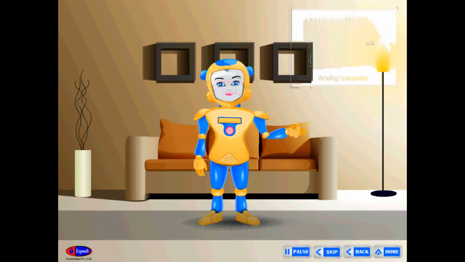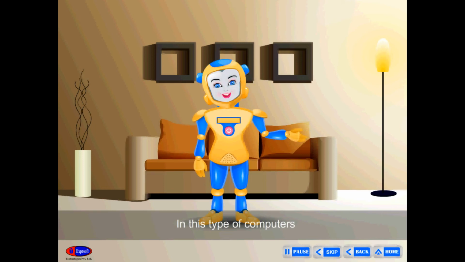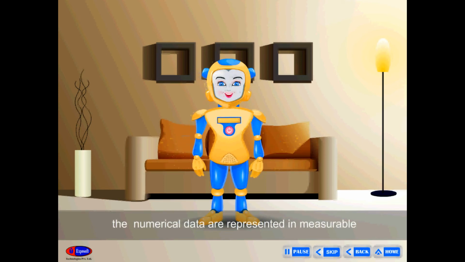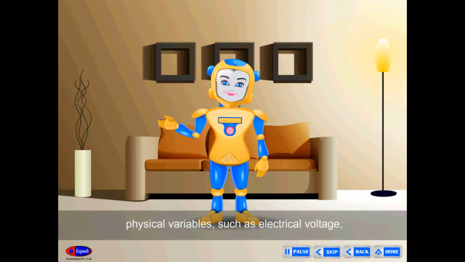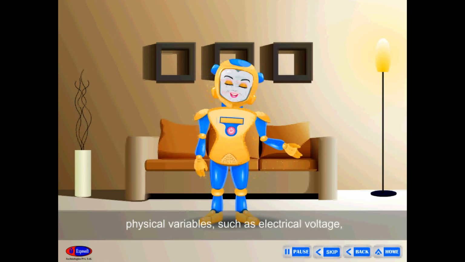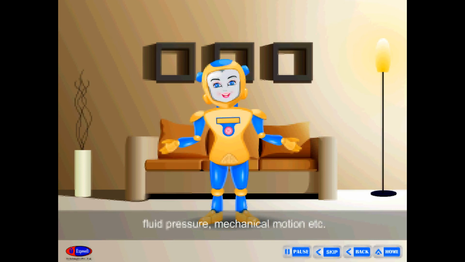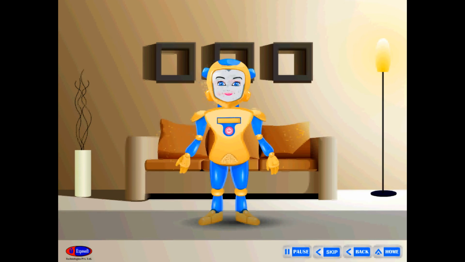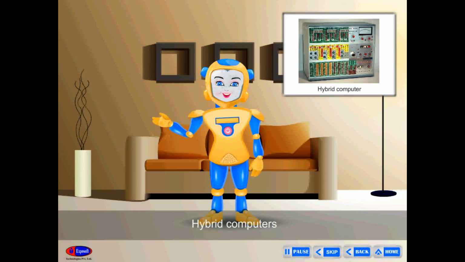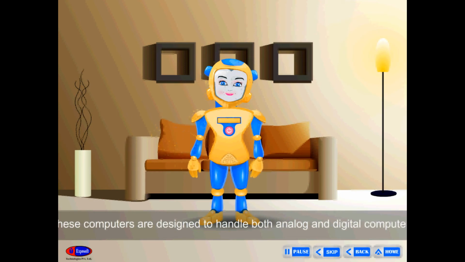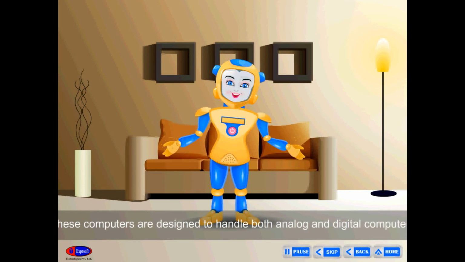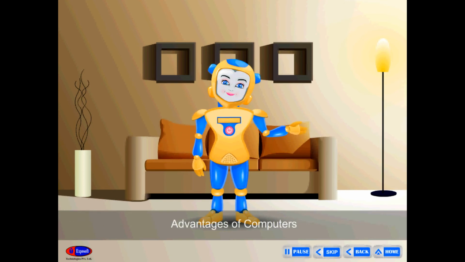Analog computer. In this type of computer, the numerical data are represented in measurable physical variables such as electrical voltage, fluid pressure, mechanical motion, etc. Hybrid computers. These computers are designed to handle both analog and digital data.